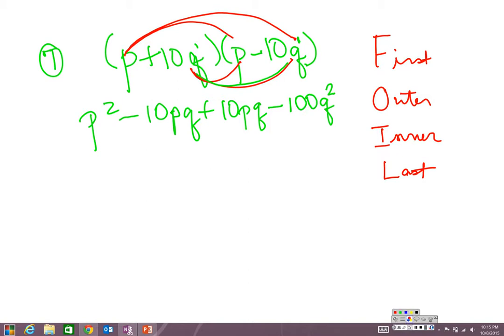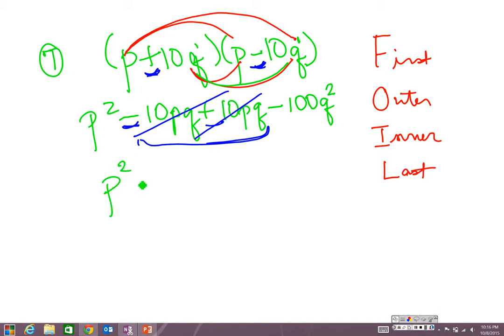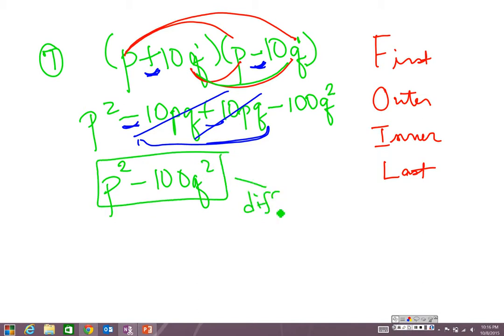Now, do you notice what happens? These are like terms, but one is negative, one is positive. Essentially, why does it cancel? Because of that positive and that negative. Here we got a negative and a positive. The middles will always cancel out in a situation like this. So the final answer is P squared minus 100 Q squared. This is referred to as a difference of squares, which you will get really acquainted with once you start factoring.